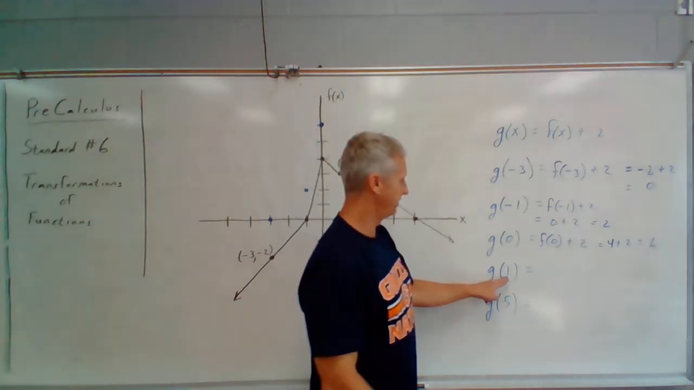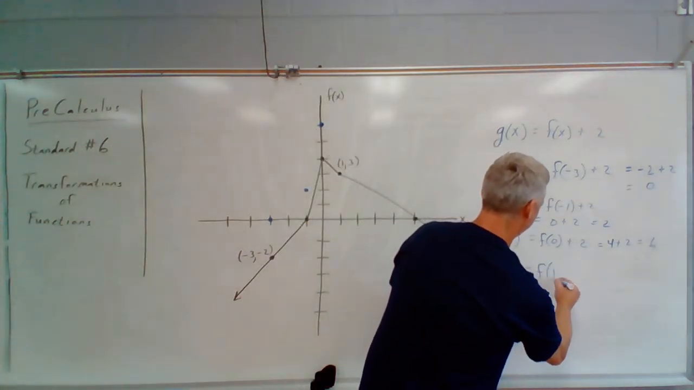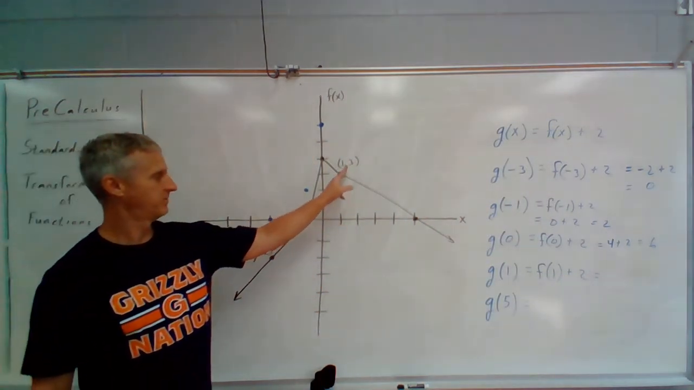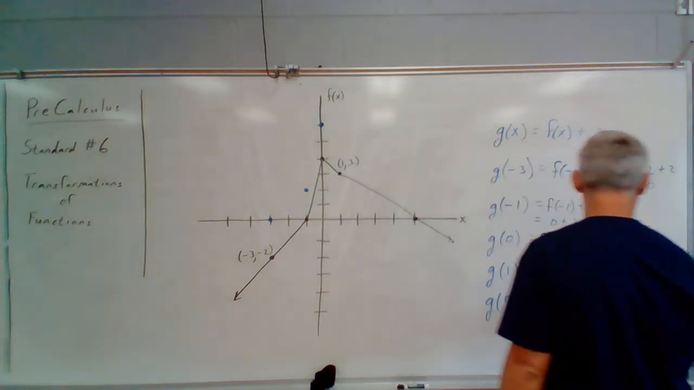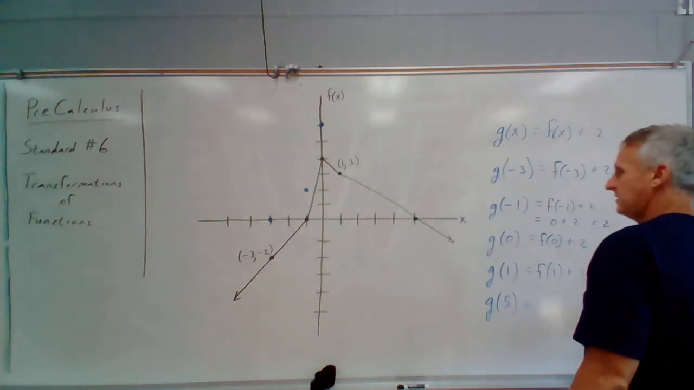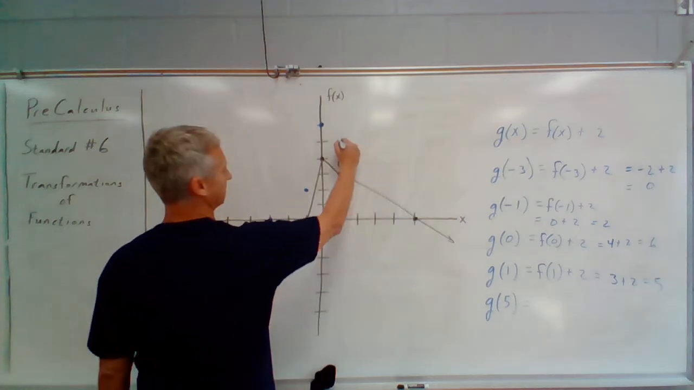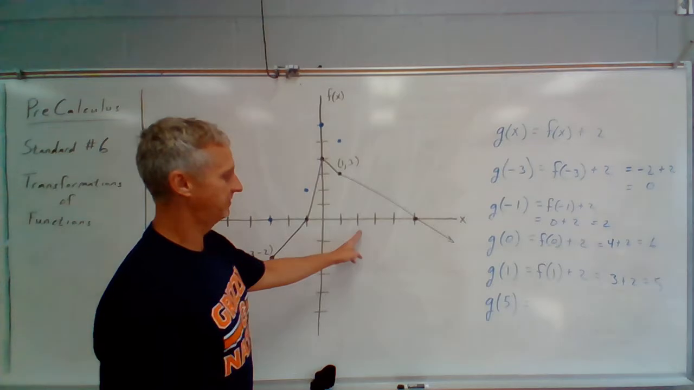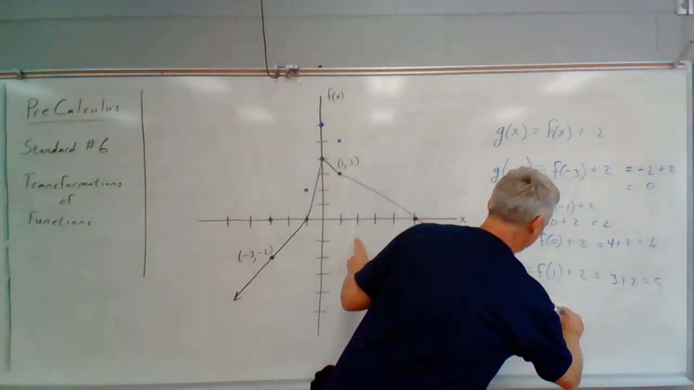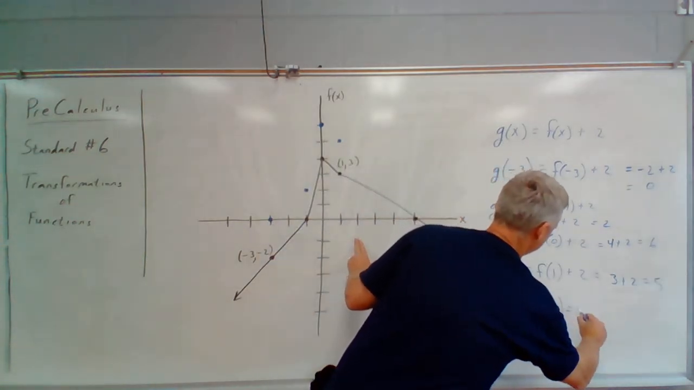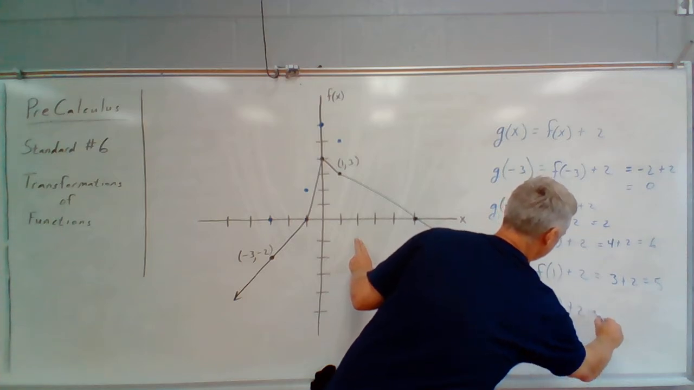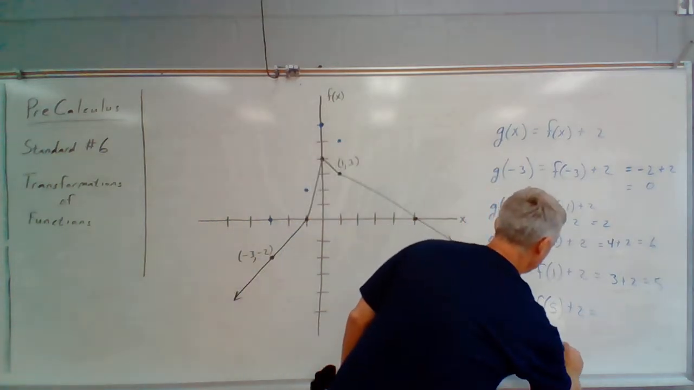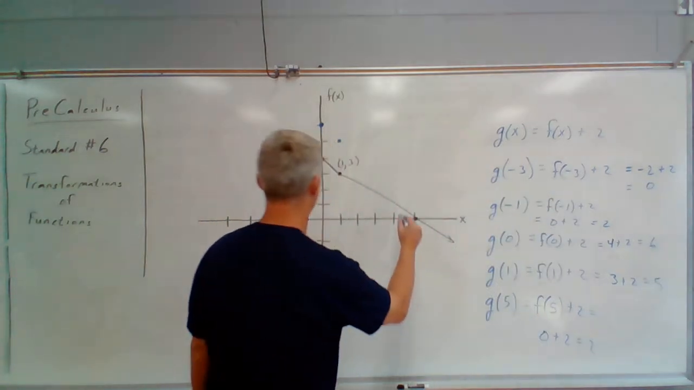G of 1 would be the same thing as plugging 1 into the original function and then adding 2. F of 1 was 3. So I have 3 plus 2, which is 5. That's here. And one last point, g of 5. Same thing as plugging 5 into the original function, and then adding 2. F of 5 was 0. 0 plus 2 is 2.